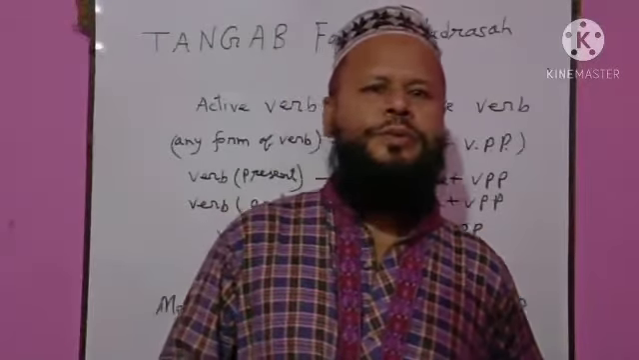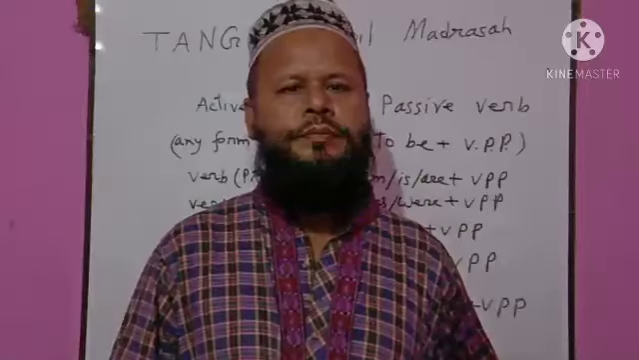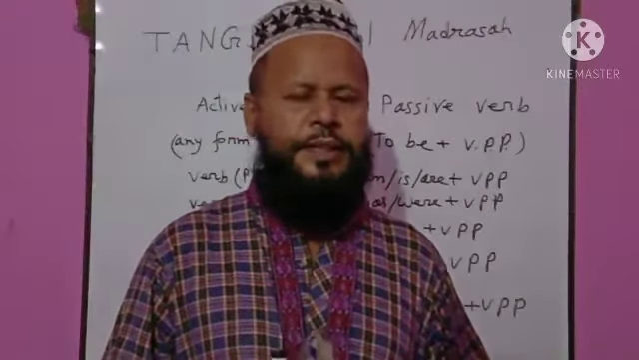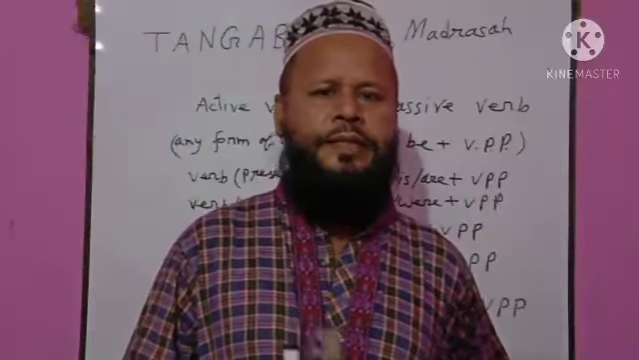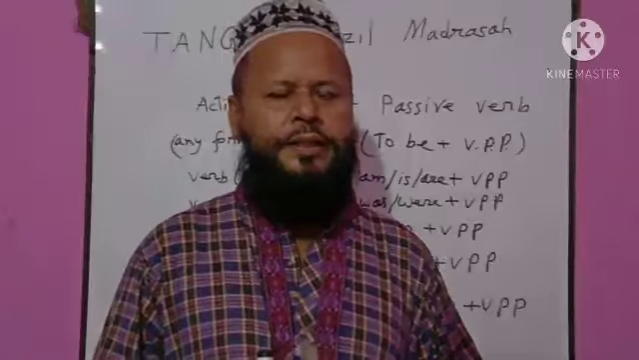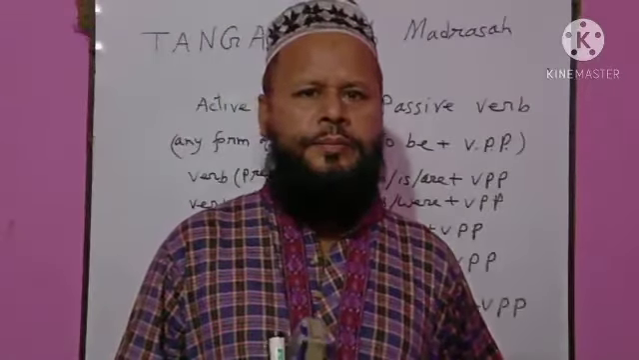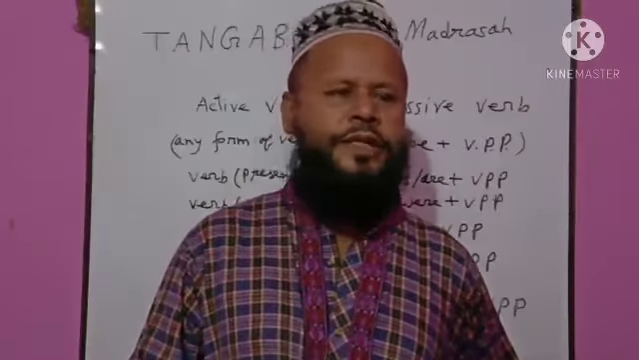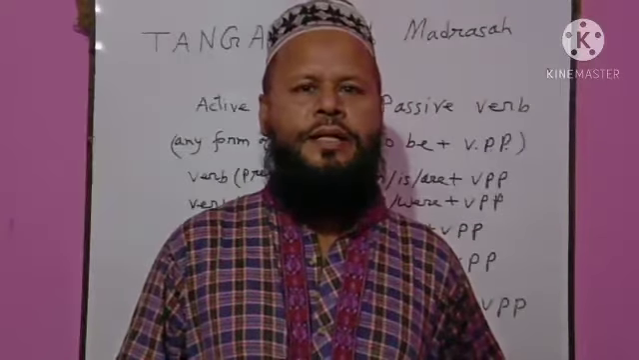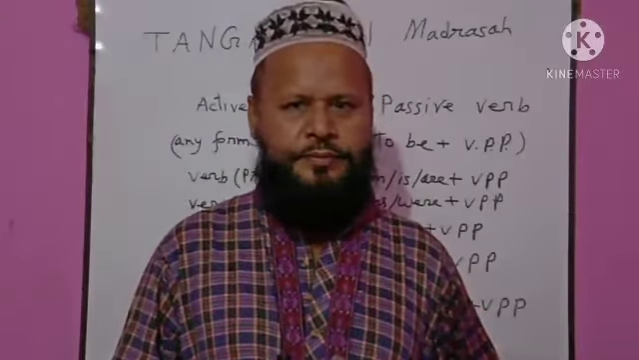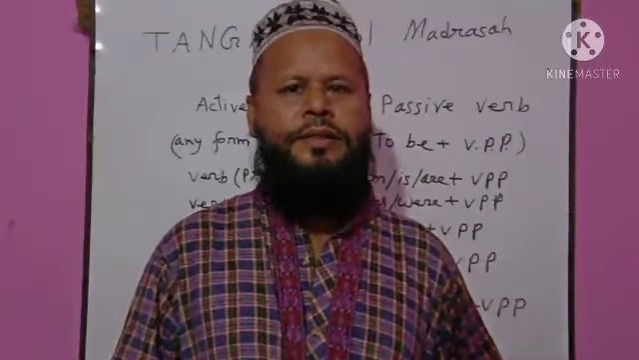You must know about to be verbs. You should know that there are 8 to be verbs: am, is, are, was, were, been, being, and be. In passive voice, a to be verb is a must, and the past participle form of the main verb.